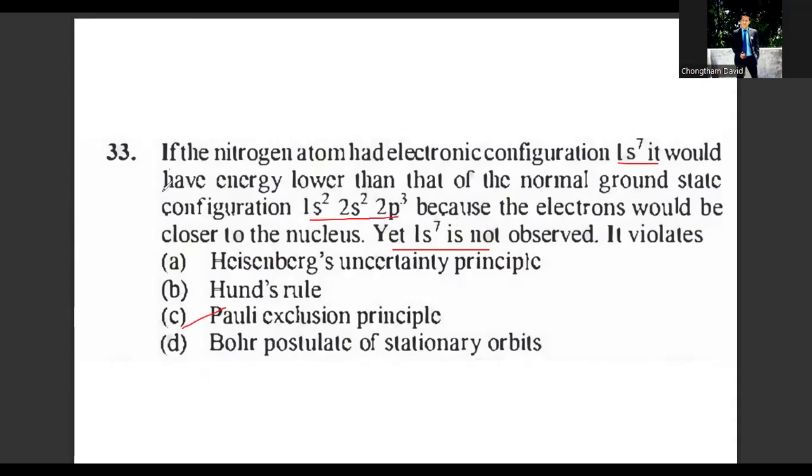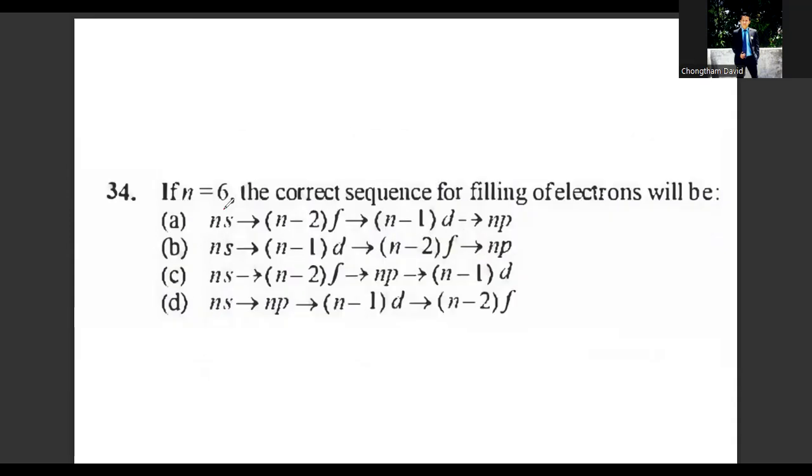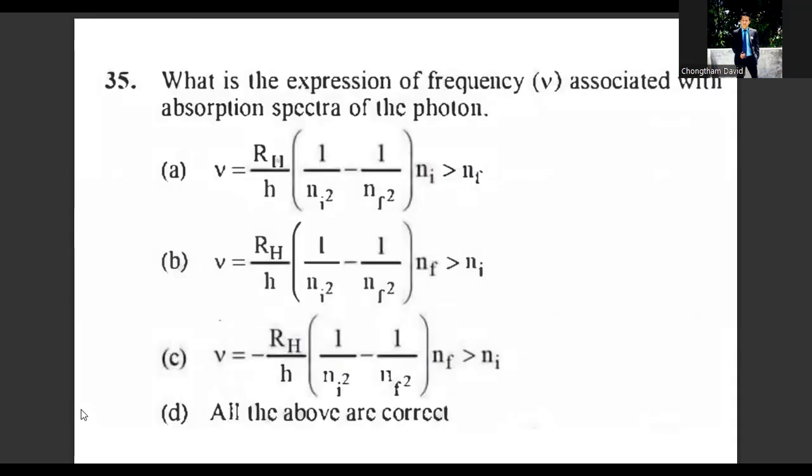34, let us read principal quantum number 6. So easy question again. It should enter in the sequence ns, n minus 2 f, n minus 1 d and np. So A would be the answer for this question number 34. 35. What is the expression of frequency associated with the absorption spectra of the photon? So it would be, okay, this is according to Rydberg formula. This is the answer, 35 B.